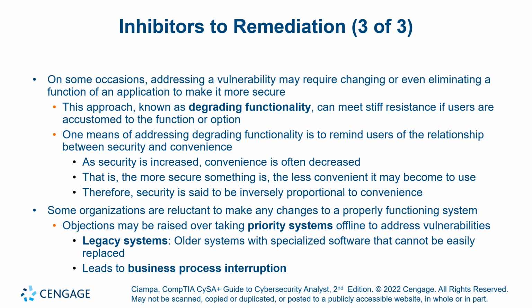I will say that even though you can tell someone this, it doesn't mean they're going to be any happier about it happening. Some organizations are reluctant to make any changes to properly functioning systems. Objections may be raised over taking priority systems offline to address vulnerabilities. Legacy systems: older systems with specialized software that cannot be easily replaced lead to business process interruptions.